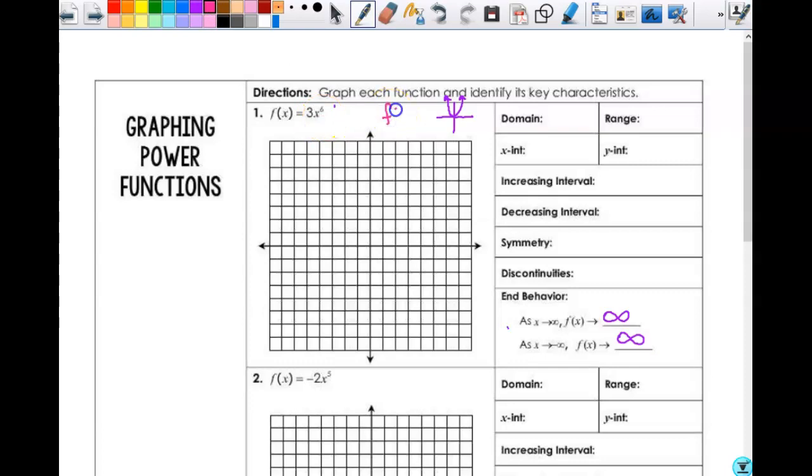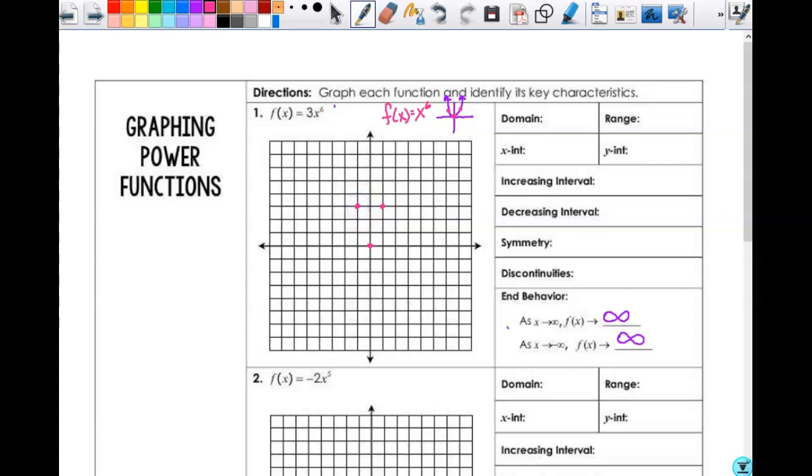If your parent function is f of x equals x to the 6th, then I can start with (0, 0), (1, 1), and (-1, 1). And then there's our other important ones, but at the same time, those would be way up off my graph. So (0, 0), vertical stretch of 3, I'm here. (1, 1), vertical stretch of 3, I'm here. (-1, 1), vertical stretch, I'm here.